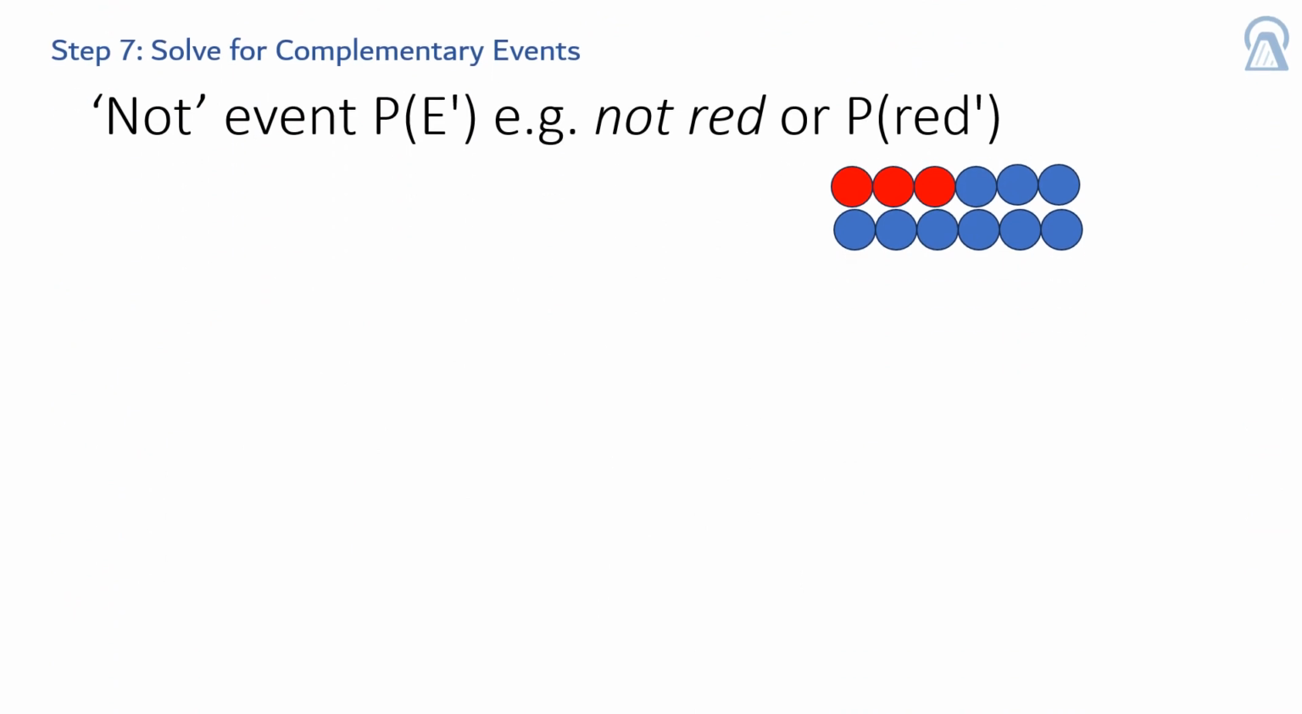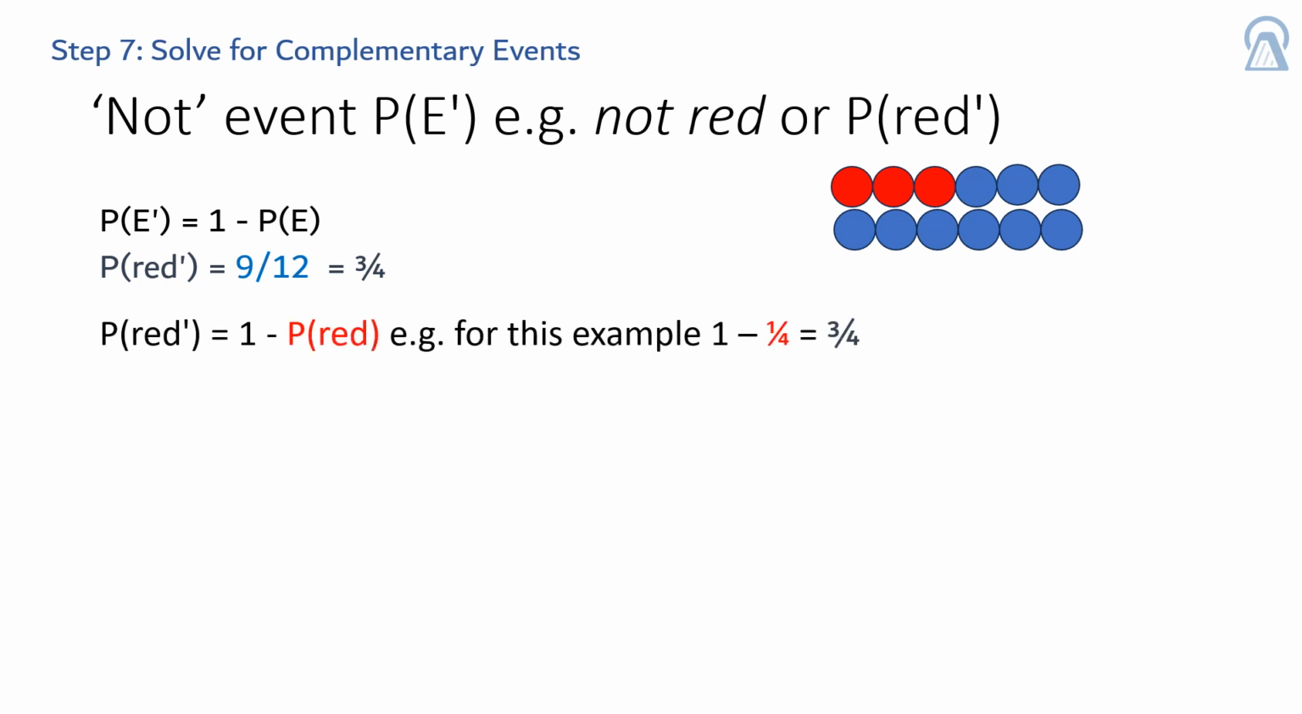Step 7. Solve for complementary events. These are the not events. If the question asks for the opposite event, use the complement rule. Probability of E dash is equal to 1 minus the probability of E, where E dash represents the complementary event.